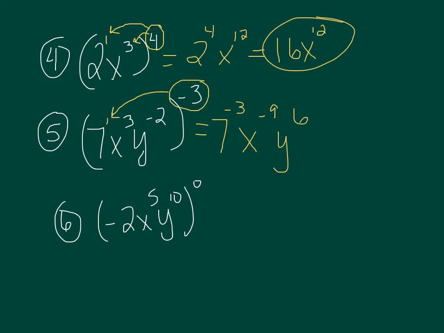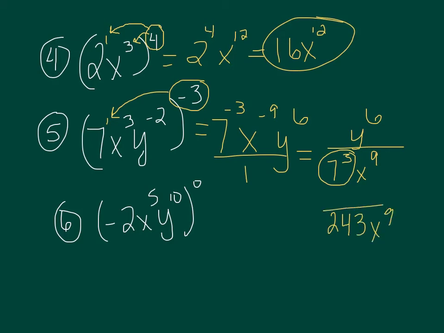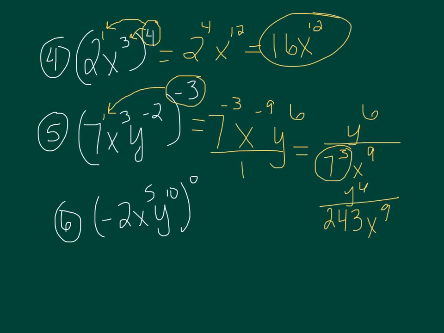Now remember, we can't have any negative exponents. All right, so we need to move what has a negative exponent. So 7 to the negative third goes to the denominator and becomes positive. X to the negative ninth moves and becomes positive. And then y to the sixth is positive, so it's going to stay. Okay. Now, we can't leave 7 to the third. So 7 to the third, I believe, is 243. I'm going to check that. Right, hang on. Yes, so 243, x to the ninth in the bottom, and then y to the sixth in the numerator.